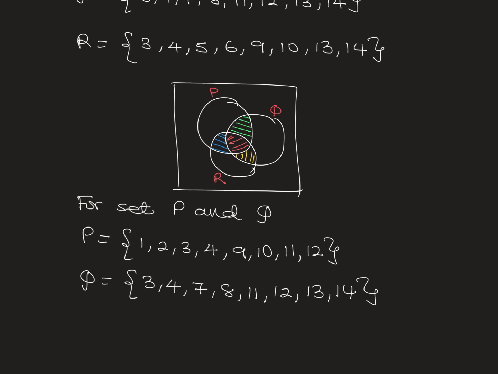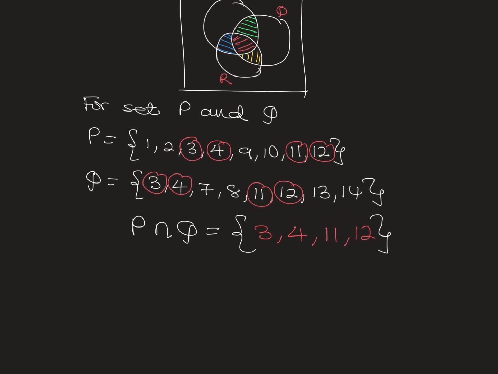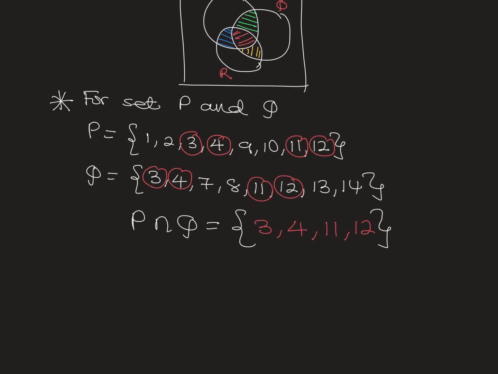So what will be P intersection Q? That is members that are found in both set P and Q. Let us try to identify them. We have 3, we have 4, we have 11, and we have 12. So let's write them down: 3, 4, 11, and 12. We are done for set P and Q.